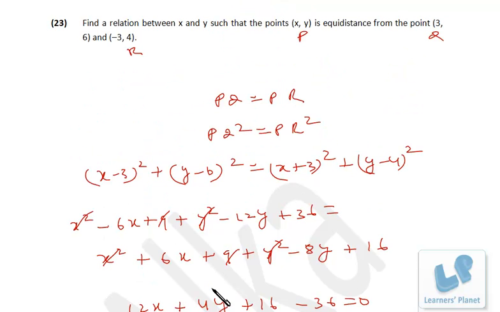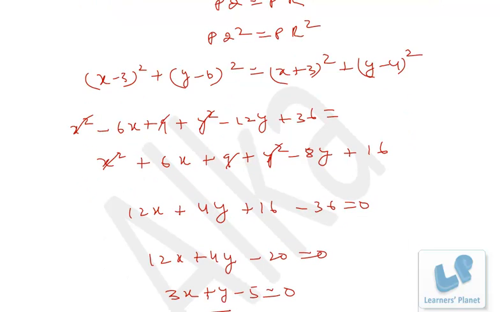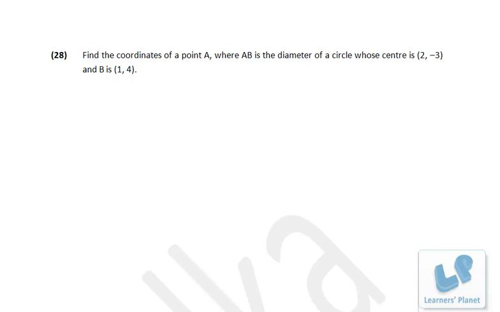Right? So that's pretty simple. You just have to use the distance formula. PQ is equal to PR, that means PQ square will be equal to PR square, right? And just simply solve it. You will get the relationship between x and y. Okay? Now this one.